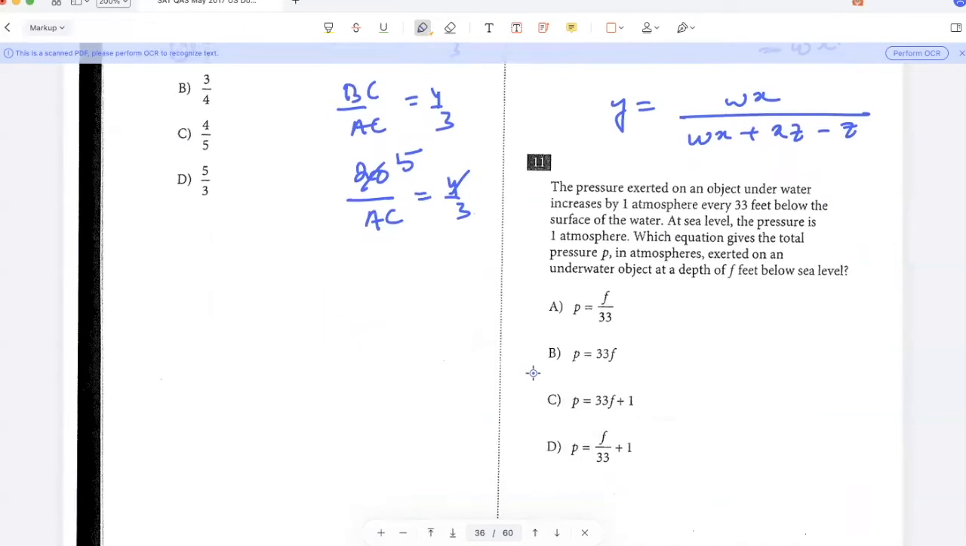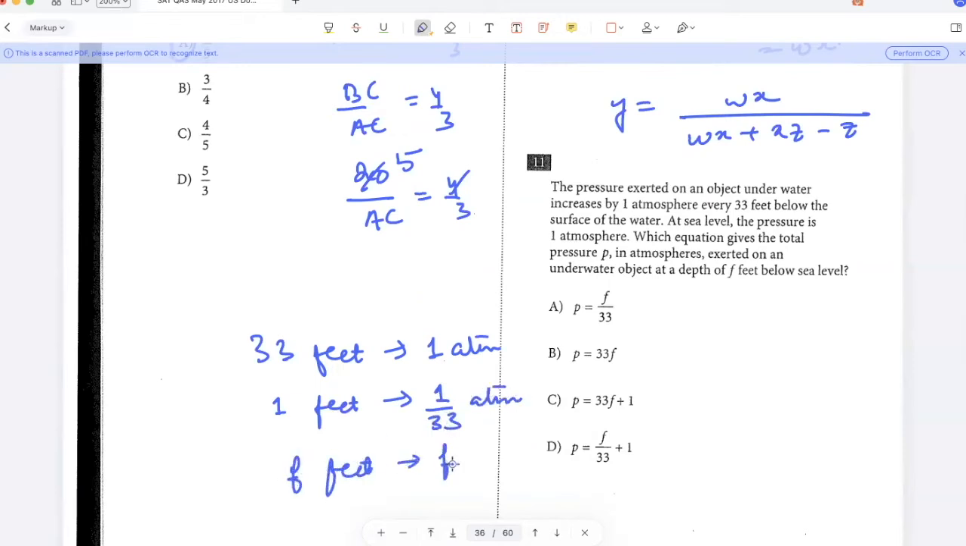The pressure exerted on an object underwater increases by 1 atmosphere every 33 feet below the surface of the water. At sea level, the pressure is 1 atmosphere. Which equation gives the total pressure P in atmospheres exerted on an underwater object at the depth of F feet below sea level? Okay, so for 33 feet, the pressure is 1 atmosphere. So for 1 foot, it would be 1 by 33. So for F feet below sea level, it would be F by 33 atmospheres.